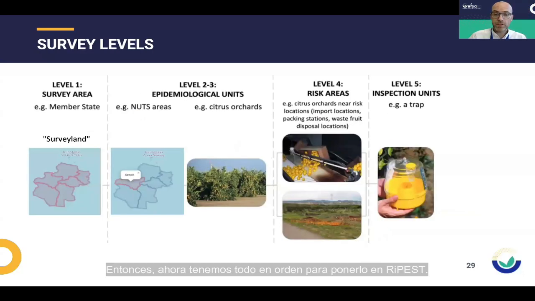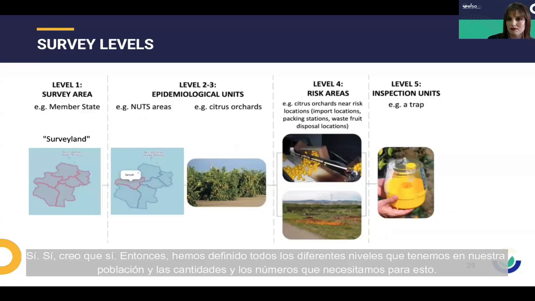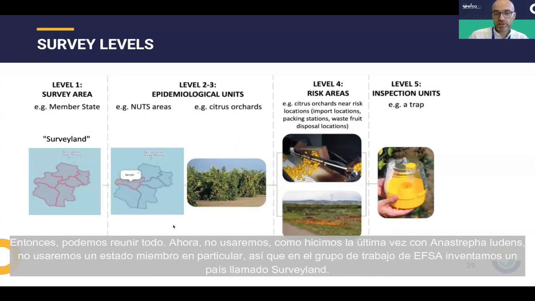Okay. So now we have everything in order to put them in the RiPEST. Yes, I think so. So we've defined all of the different levels that we have in our population and the quantities and the numbers that we need for that. So we can bring that all together.